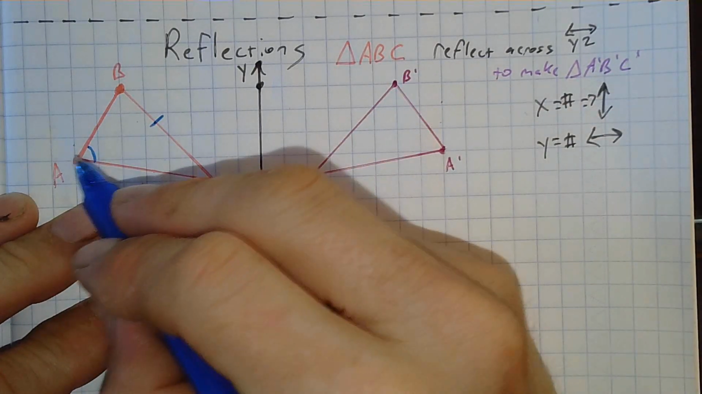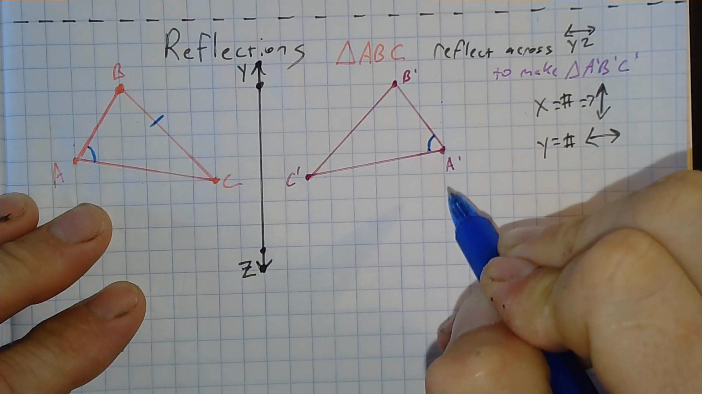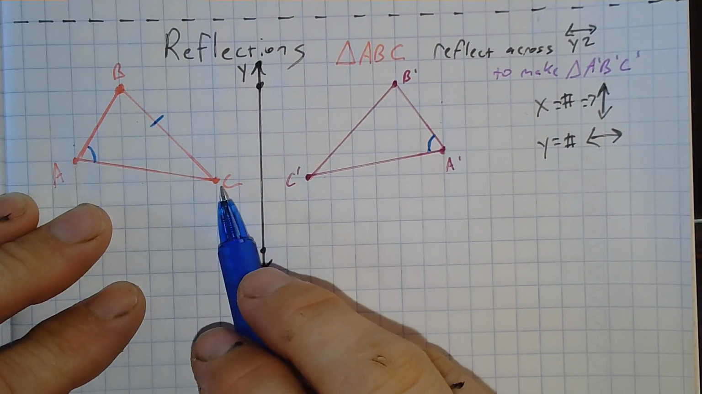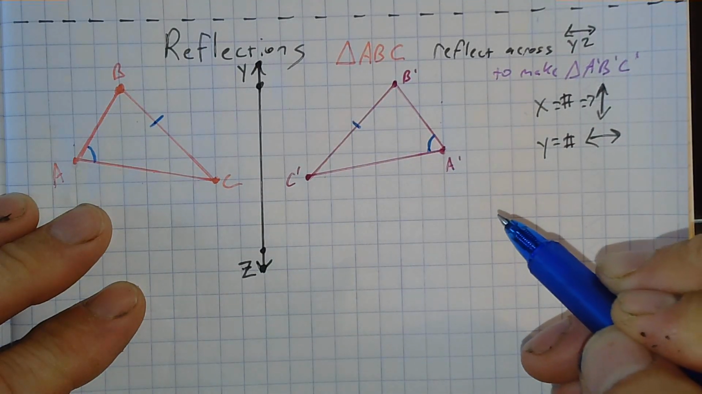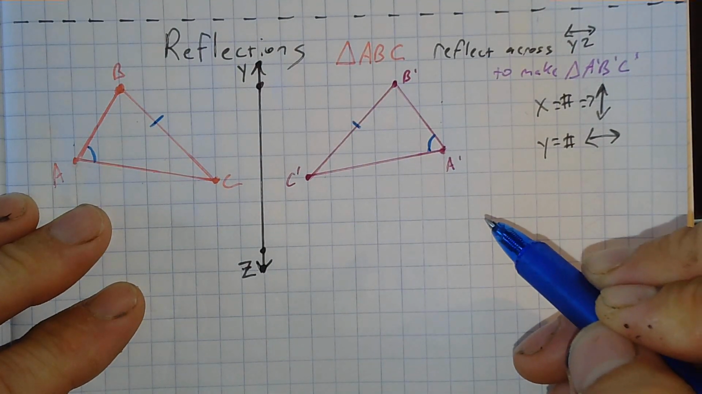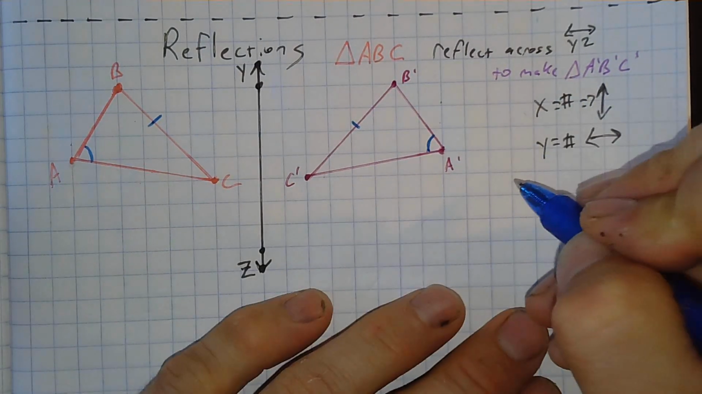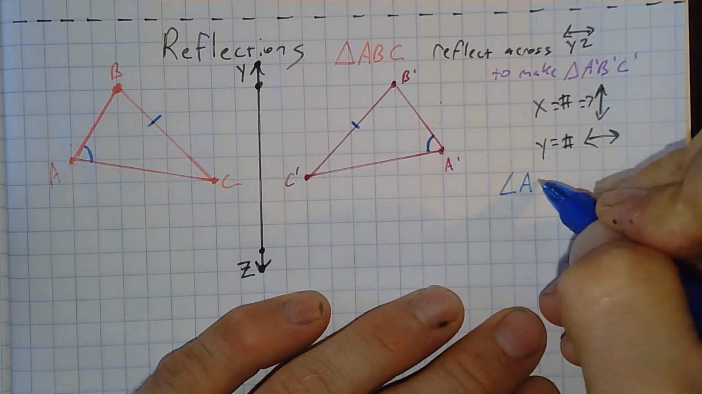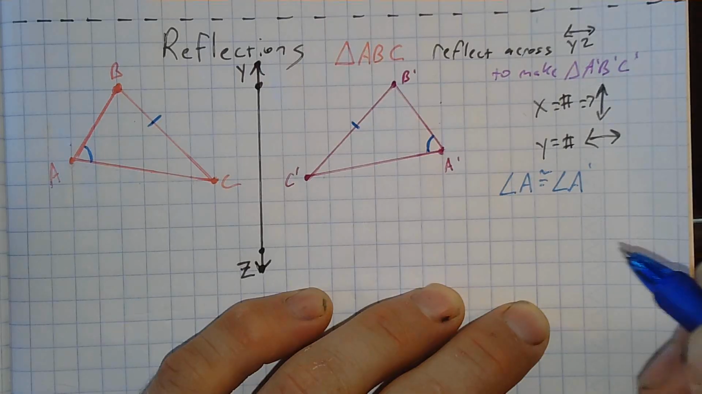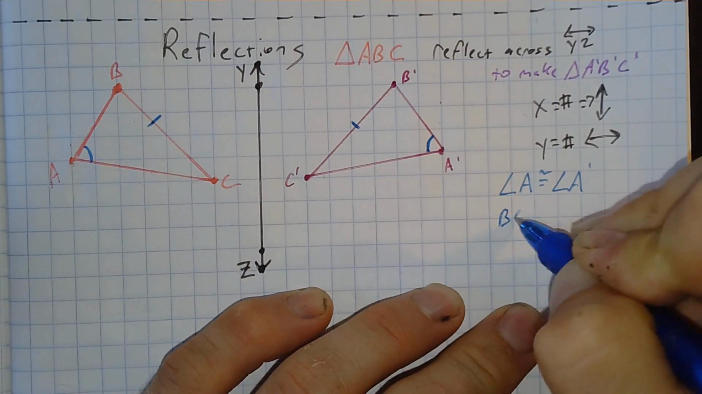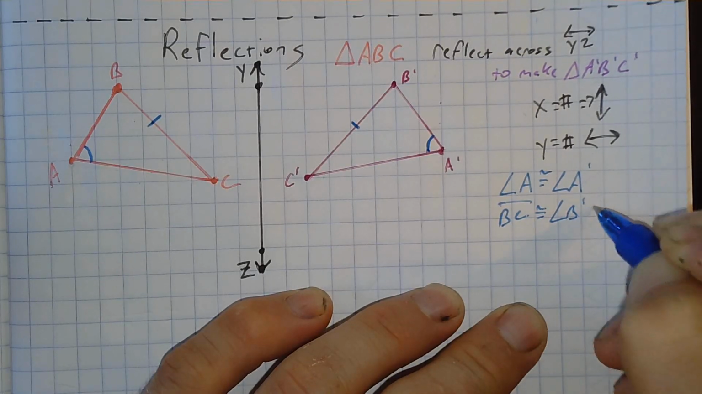I can say that angle A is congruent to angle A prime, and line segment BC is congruent to line segment B prime C prime. All right, so that's how I show that there. Let's see if I can color code this. Right, so angle A is congruent to angle A prime, and line segment BC is congruent to line segment B prime C prime.